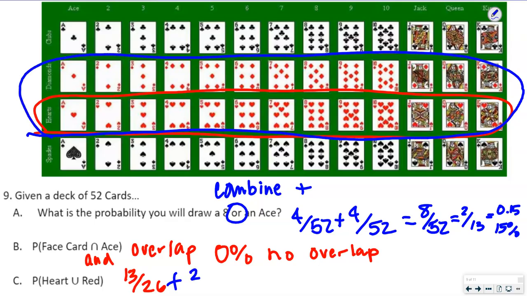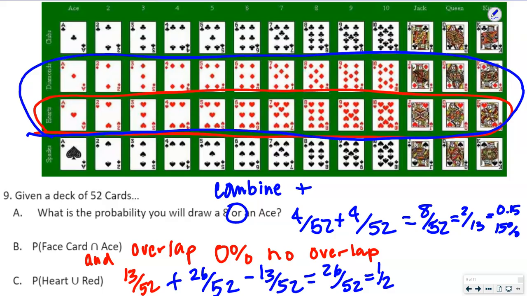So that's 26 over, sorry, that should have been 52 over there, y'all. This is, yeah, 13 over 52, sorry. And that's 26 over 52. Wait a minute. Looking at our drawing, don't we have a group that's both? So we're going to have to subtract that 13 over 52. So the answer here is going to be 26 over 52, which is 1/2, which is 0.5, which is 50%, yes?